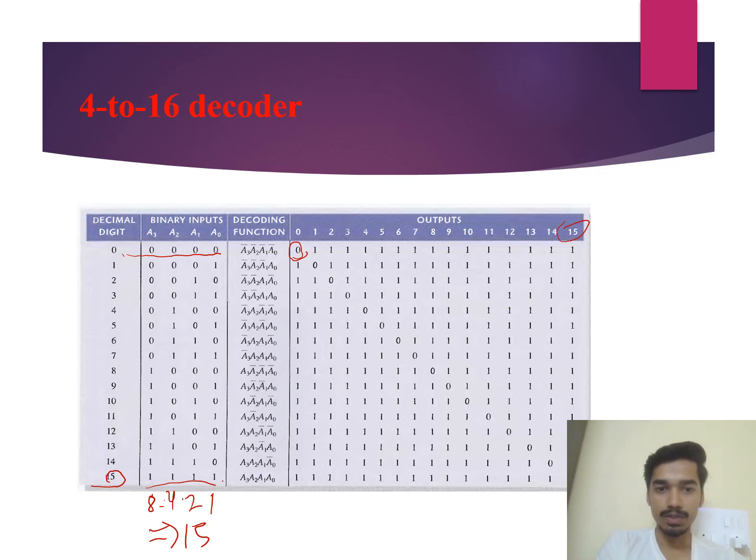And for 0, it is represented by Y0. For 1, it is represented by Y1 as 0. Like this, all the inputs are given to the 4 is to 16 decoder, and the output representing the binary number is 0, and rest all will be 1.